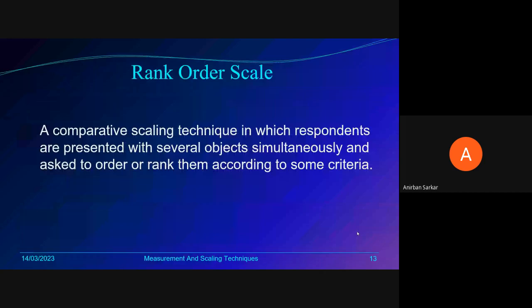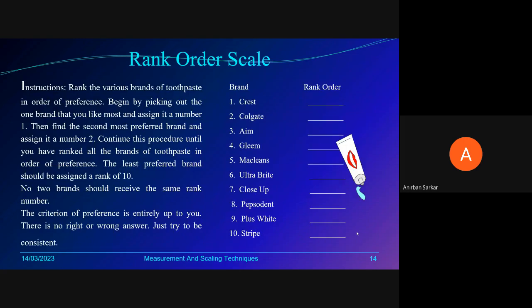Okay. Now come to rank order scaling. What is this? A comparative scaling technique in which respondents are presented with several objects simultaneously and asked to order or rank them according to some criteria. See here, 10 brands of toothpaste are being given here: Crest, Colgate, Aim, Gleam, Maclean's, Ultra Bright, Close Up, Pepsodent, Plus White, and Stripe. 1 is Crest, 2 is Colgate, 3 is Aim, 4 is Gleam, 5 is Maclean, 6 is Ultra Bright, 7 is Close Up, 8 is Pepsodent, 9 is Plus White, 10 is Stripe.